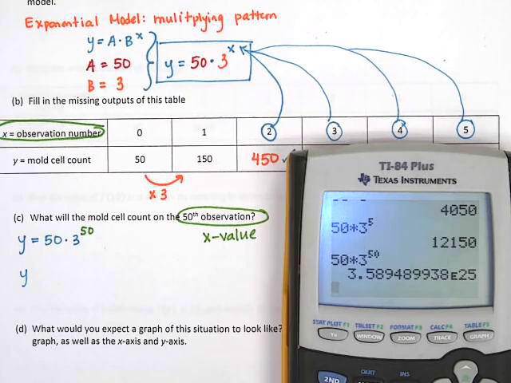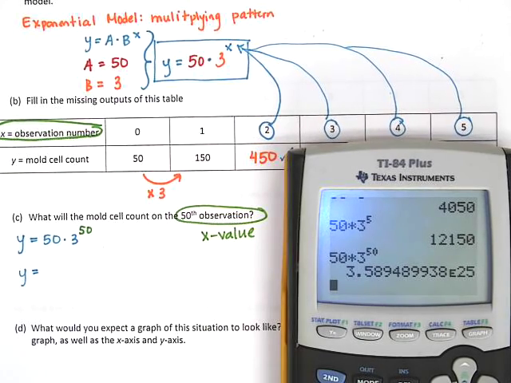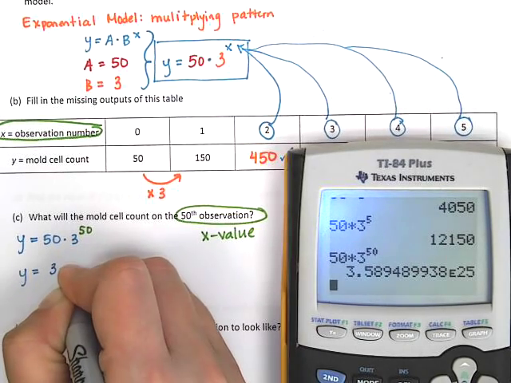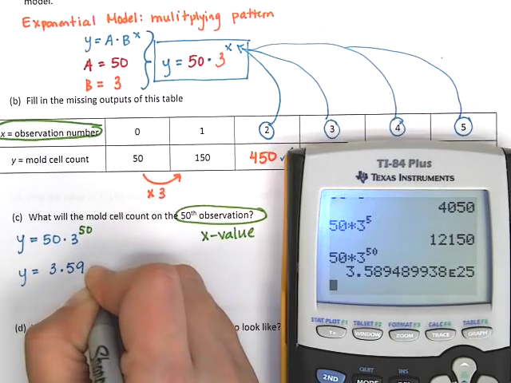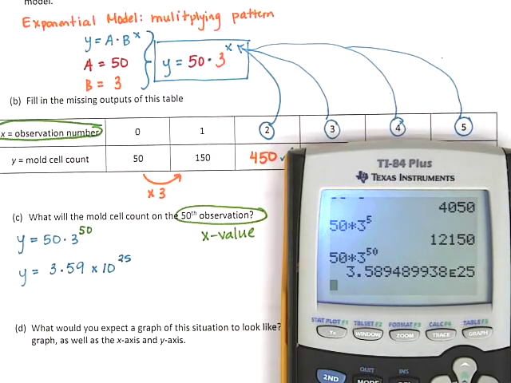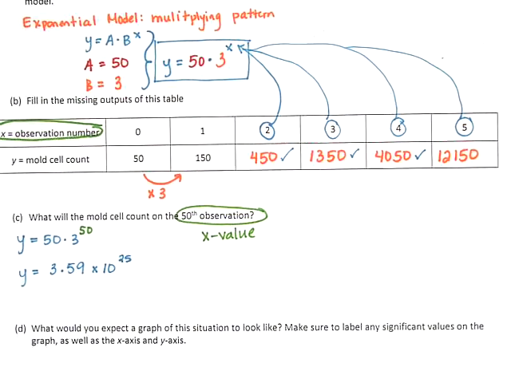Which, if I type that in on my calculator, is this huge number with this e and this 25 at the end. The e to the 25 really means times 10 to the 25th power. It's exponential notation. So we would have 3.59 times 10 to the 25th power, which is a lot. It's a really big number.